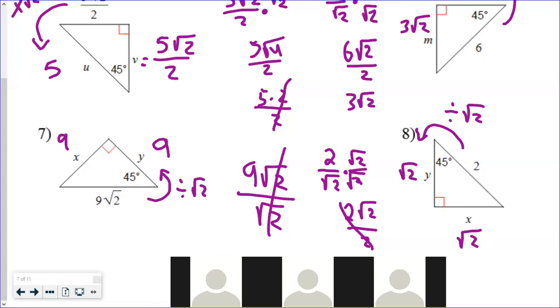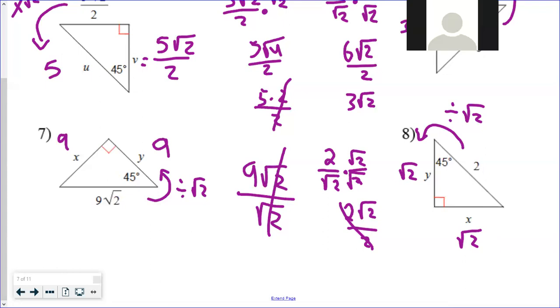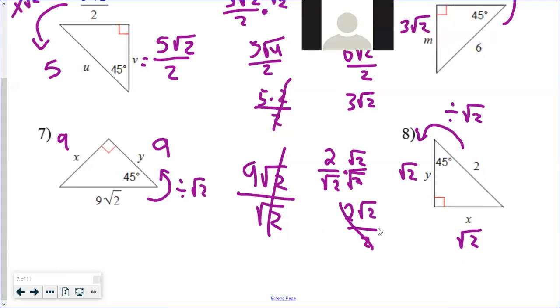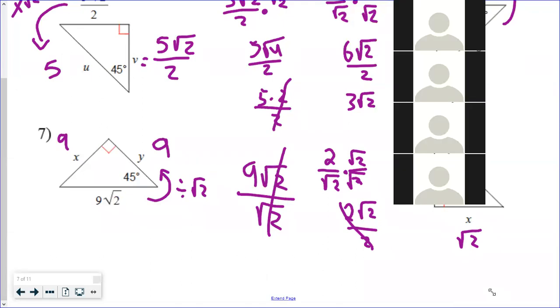Let me come back to where I can see everybody. Do you guys have any questions on these 4 that we just did? Or the last 4? We're going to be done with 45, 45, 90, and we're going to now move on to a 30, 60, 90. Does anyone have any questions on these?